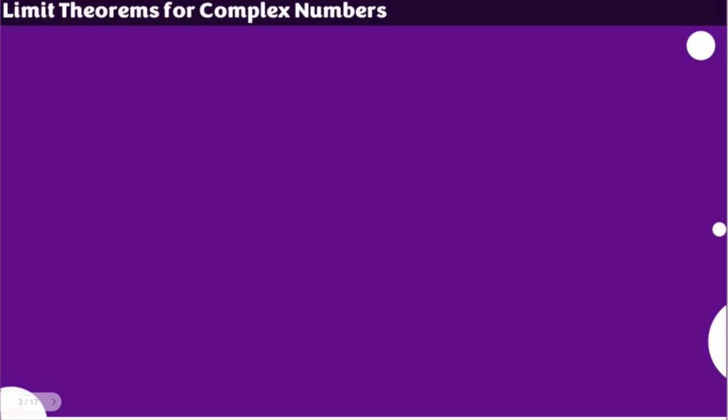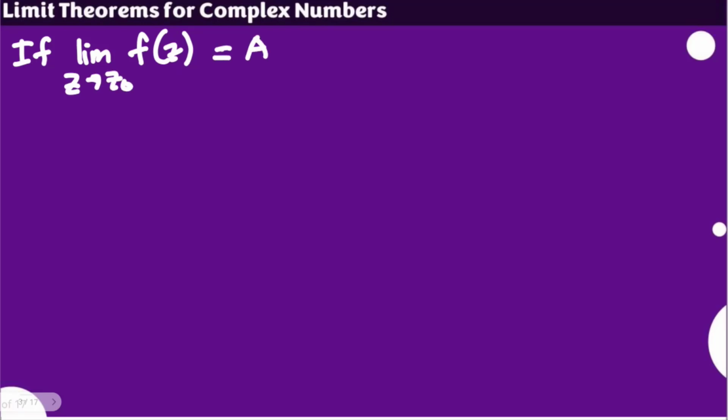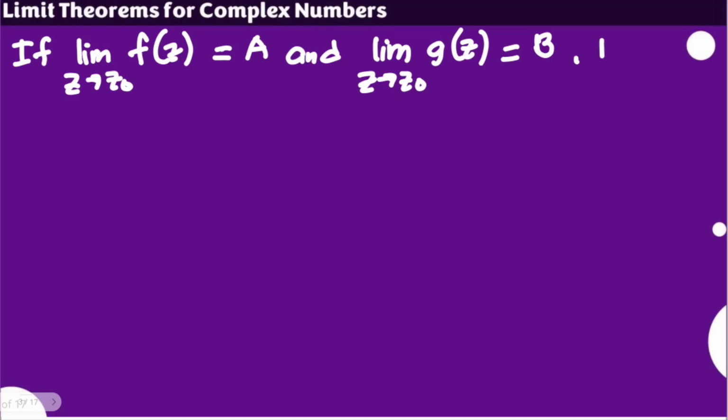Now, let's say that the limit of a function of z, as z approaches z sub 0, is equal to a certain value a, and the limit of another complex function, as z approaches the same z sub 0, is equal to b. Then the following theorems hold.